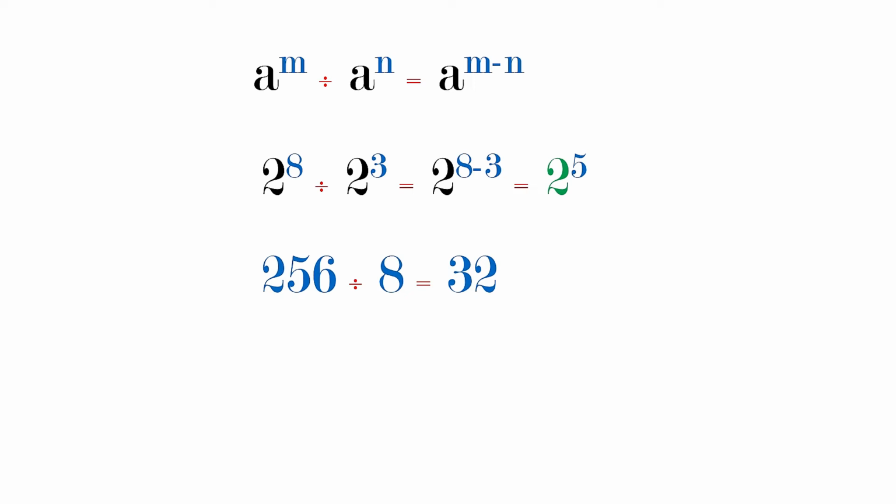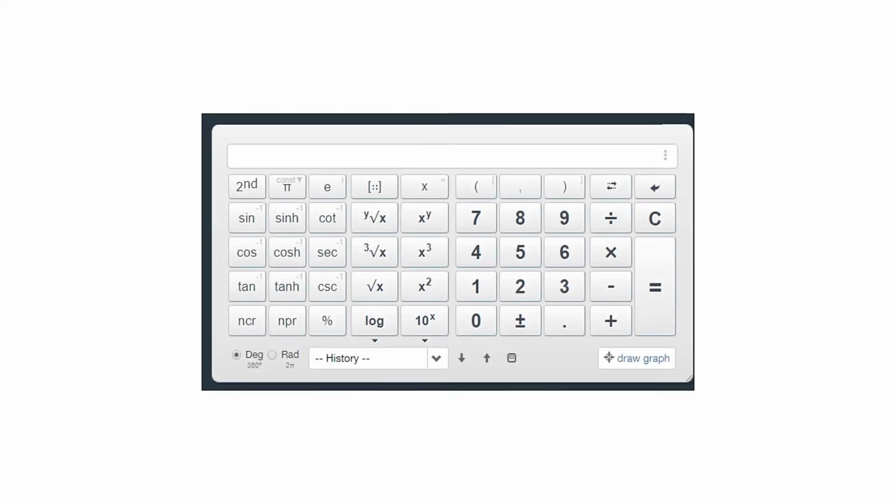2 to the power of 8 will be 256 divided by 2 to the power of 3, which is 8. This will give us 2 to the power of 8 minus 3, and the answer here is 32. If we check on our calculators, 2 to the power of 5 is also the same as 32.